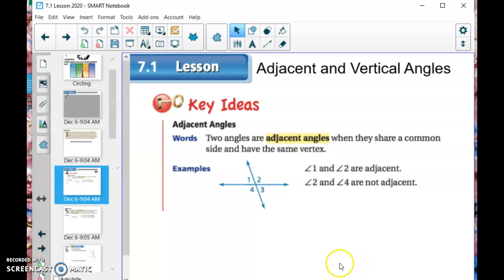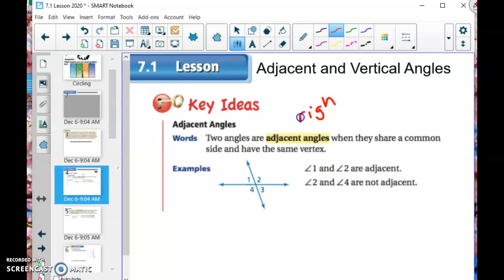Hello, welcome to my lesson on 7.1, which is obviously Chapter 7, Section 1, on adjacent and vertical angles. So first up, adjacent angles are two angles that share a common side and have the same vertex. How I remember adjacent angles is that they are two angles that are right next to each other.